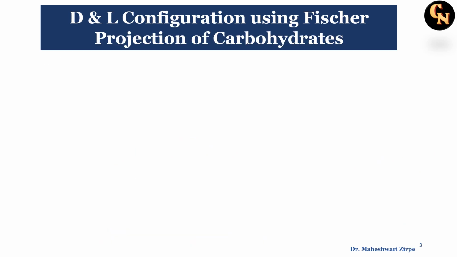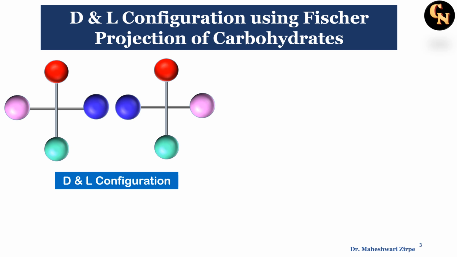Now before we go to the next part, let us understand that carbohydrates can be drawn in D and L configuration. The new concept you are going to understand here for carbohydrates is that we will only be drawing the Fischer projection, but in D and L configuration. So what is D and L configuration?